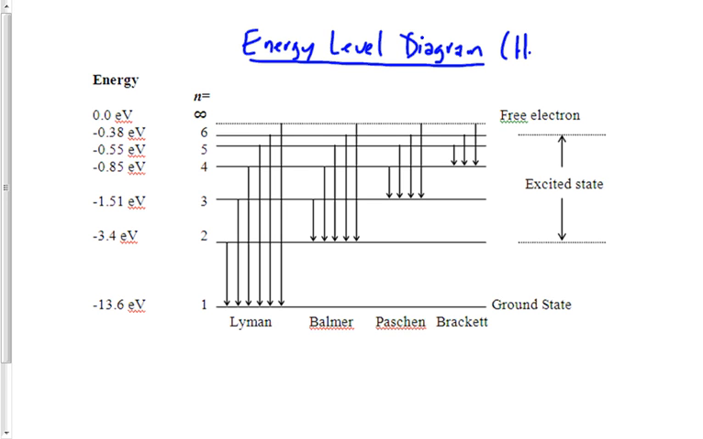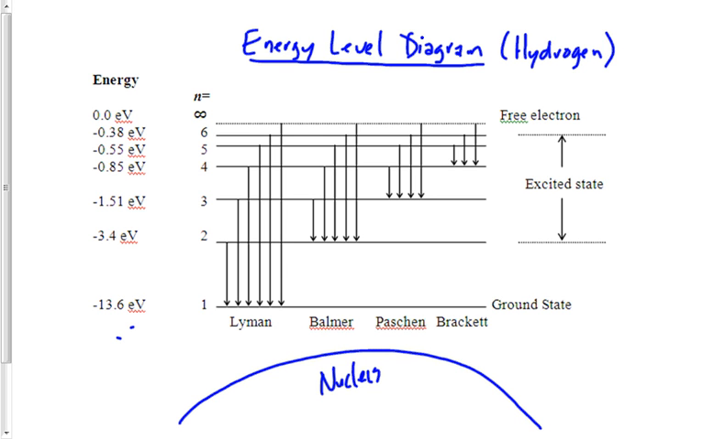Although they all look pretty much the same, except the numbers on the left-hand side might be a little bit different. The nucleus would be down here, right? The protons and neutrons would be down here. And then this would be the first level that electrons can exist on. Second level, third level, fourth level. What do you notice about the spacing of these lines? They get closer together.